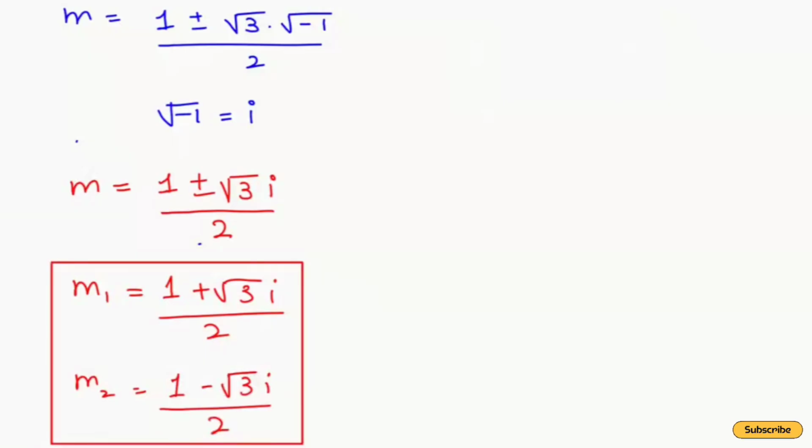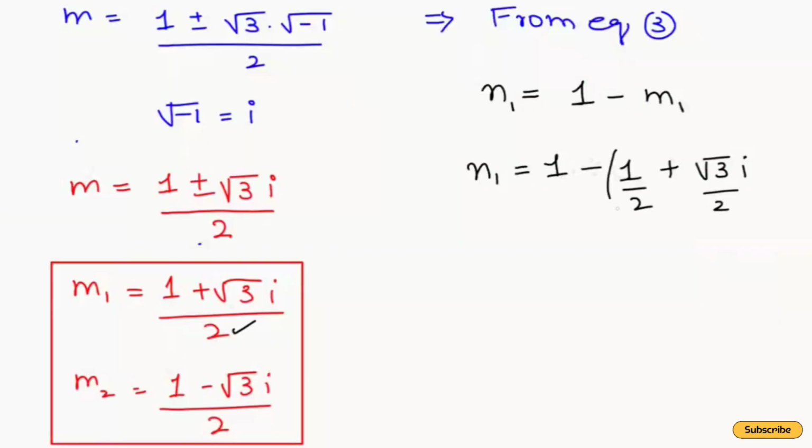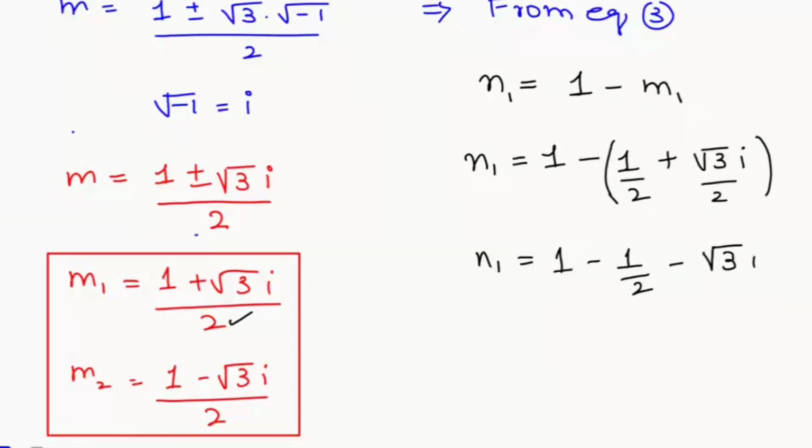For that I'm going to take equation 3. n equals 1 minus m, where I'm going to find out the value of n1. For that, I'm going to use the m1 value here. n1 equals 1 minus, and here I'm going to plug in 1 plus root of 3 iota, and this 2 I'm going to add to both the numerator. So here we have the negative sign. I'm going to put this in a bracket and solve it further. Minus 1 over 2 minus plus root of 3 iota over 2.